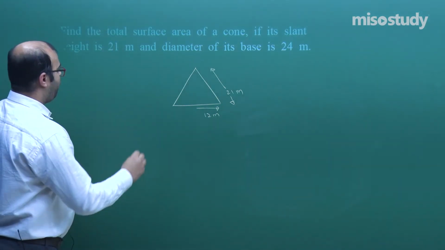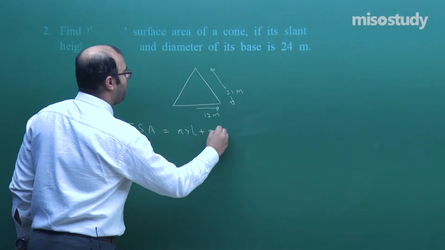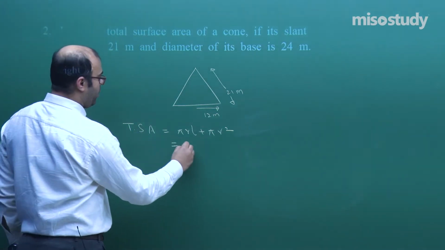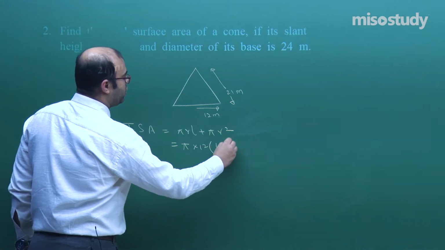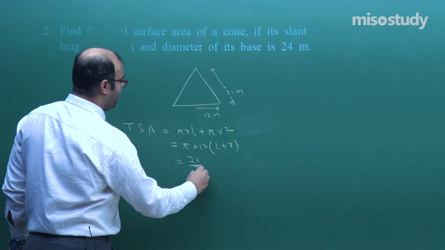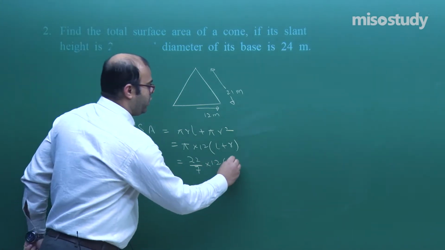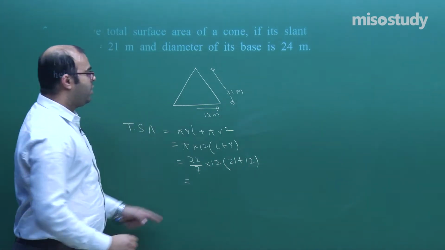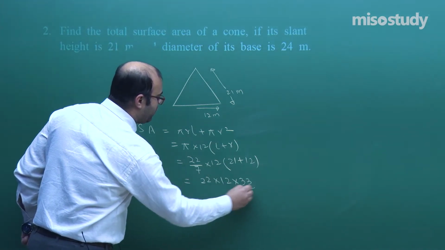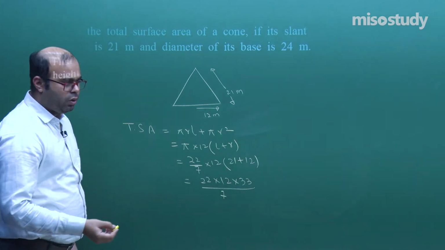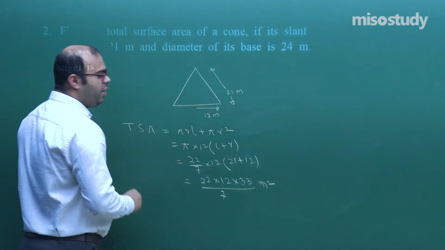Now, we have to find the total surface area. What is the total surface area of a cone, students? Pi r L is the curved surface area plus pi r square is the base area. So, this will become pi into r, taking r common, and r is 12, into L plus r inside. Pi is 22 by 7 into 12, and L plus r will be 21 plus 12, that will be 33. So, 22 into 12 into 33 by 7. Now, you have to calculate it. You can do that calculation and find the total surface area. It will of course be in meter square as the units are given in meter.